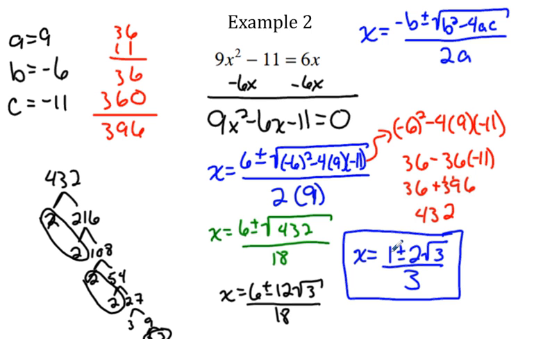And since we can't simplify 1 plus 2 square roots of 3 over 3, or 1 minus 2 square roots of 3 over 3, I'm just going to leave it like this, because you know whenever you see the sign, you've got to do both. So there's actually two answers here.